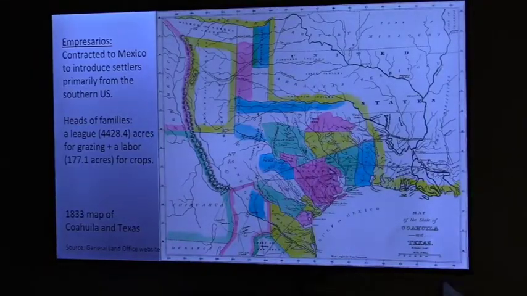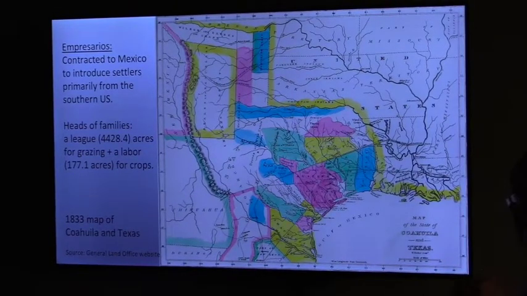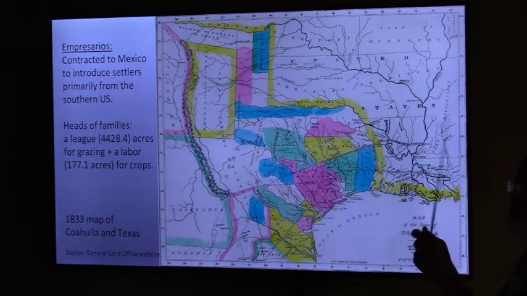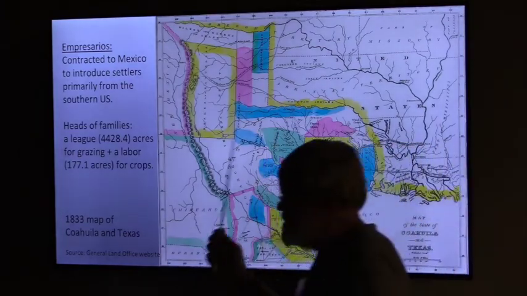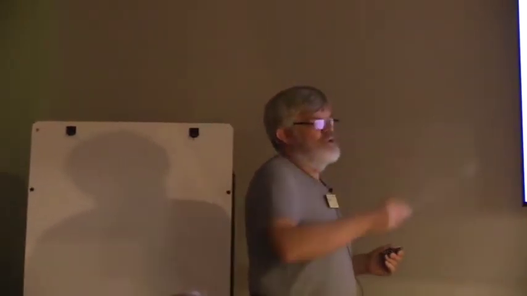So before Mexico won its independence from Spain, people called impresarios contracted with Spain. This says Mexico, but there's actually, these people contracted with Spain, then they contracted with Mexico, then they contracted with the Republic of Texas, and then they contracted with the state of Texas. So there were 4 units that these impresarios worked with.